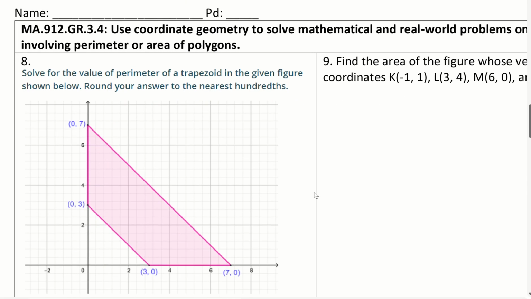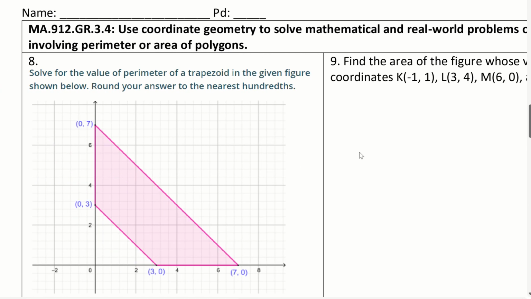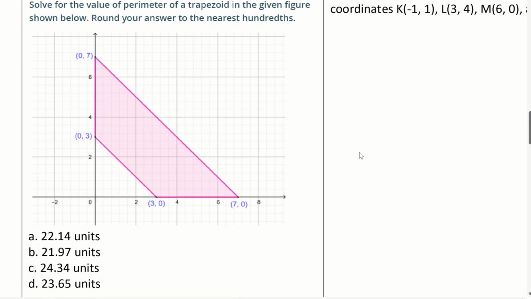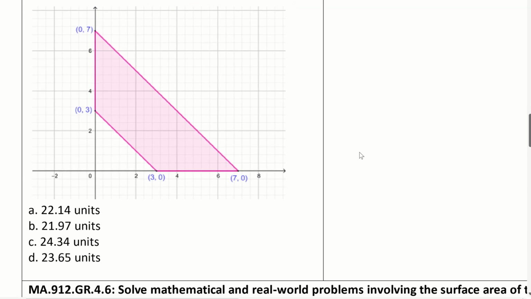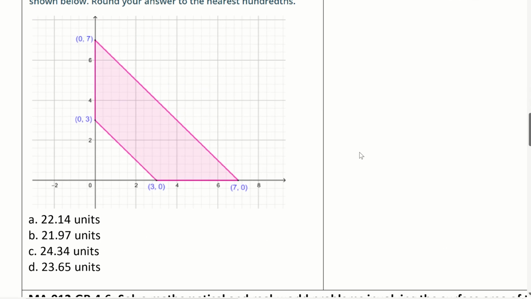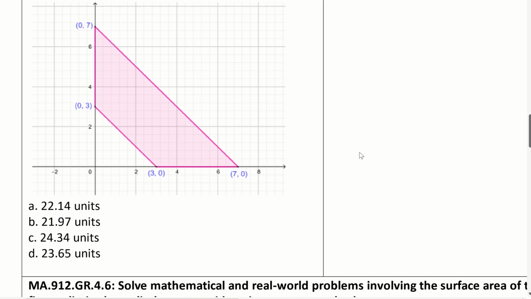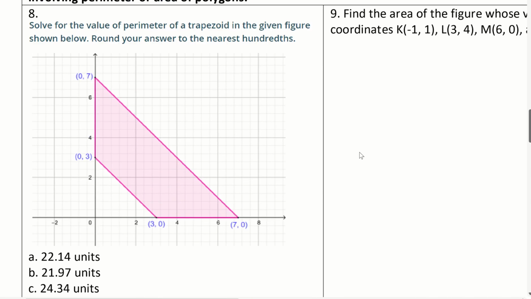All right, so my next learning target is use coordinate geometry to solve math and real-world problems involving perimeter or area. This is what we did in Chapter 2, Lesson 3, when we did area and perimeter. So solve for the perimeter of the trapezoid given below. Round your answer to the nearest hundredth. Okay, so we got ourselves a trapezoid. That's a 4-sided shape. We just want to find the perimeter. The perimeter is when we add up all the sides, okay? So we got to add the sides.